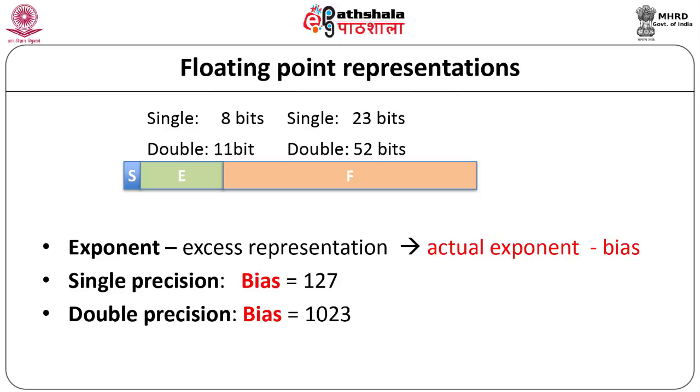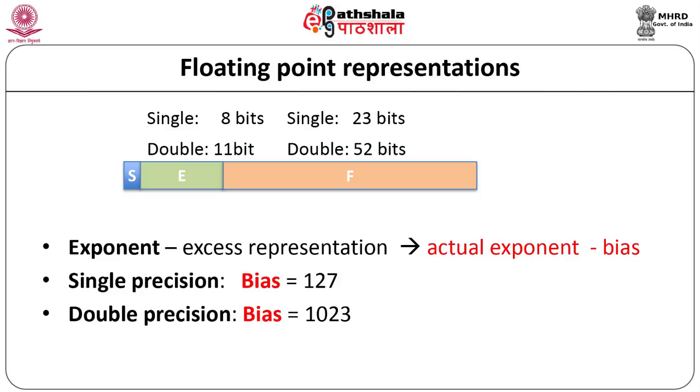In this standard, the sign bit is B31 in single precision and B63 for double precision. Exponent: for single precision, the excess or bias of 127 is used. Normally one expects the bias to be half the number of representations. Nevertheless, the excess is 127. Thus, the range of possible exponents is minus 127 less than or equal to exponent less than or equal to 128. In double precision, the bias is 1023.